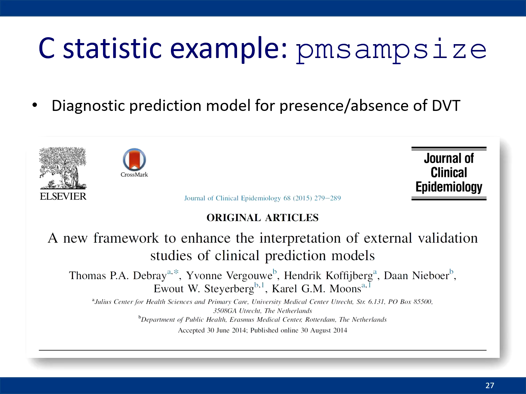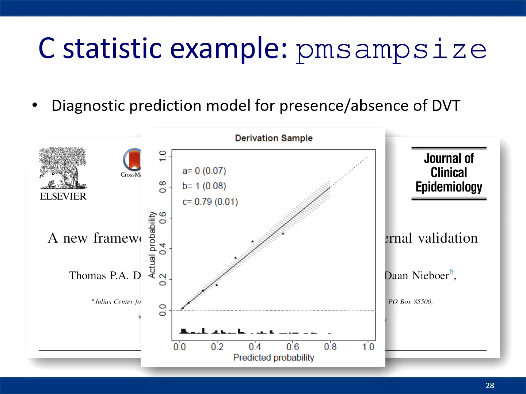So, as I said earlier, pmsampsize can take 3 different inputs: the Cox-Snell R-squared directly, the Nagelkerke R-squared, or the C-statistic. So I'm just going to quickly show the C-stat option using this study on a diagnostic prediction model for the presence or absence of DVT, deep vein thrombosis. And I'll talk about this paper a bit more tomorrow morning. So here we can see that they show the C-statistic for the previous development study as 0.79.